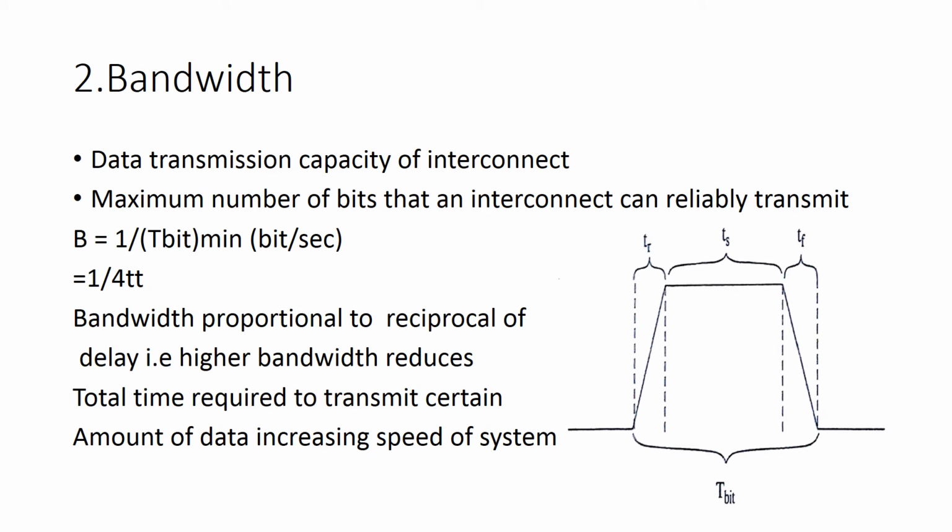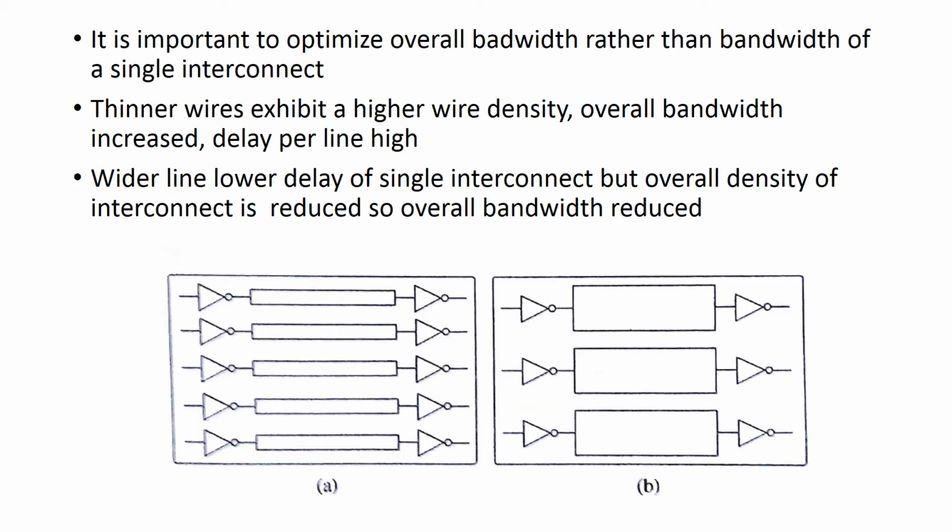So next is bandwidth. Bandwidth is very important, as it is directly related to speed and data rate, right? We all know the data rate we are using every day. So the data transmission capacity of the interconnect is related to the bandwidth. The maximum number of bits that an interconnect can reliably transmit is known as bandwidth. So bandwidth is proportional to the reciprocal of the delay.